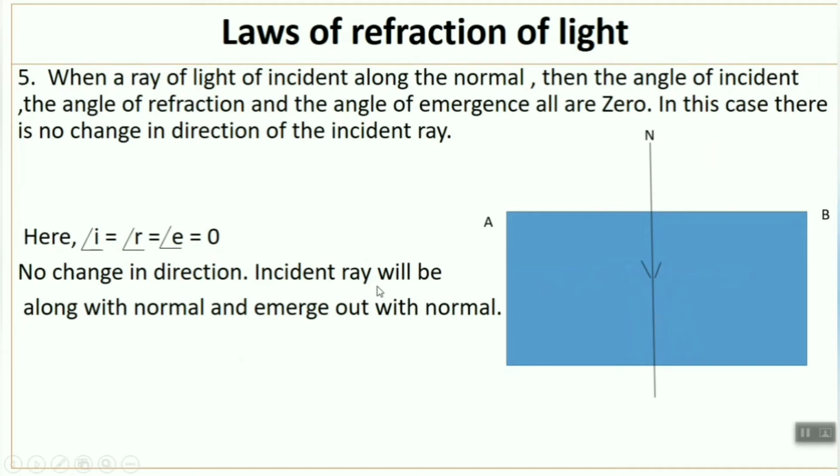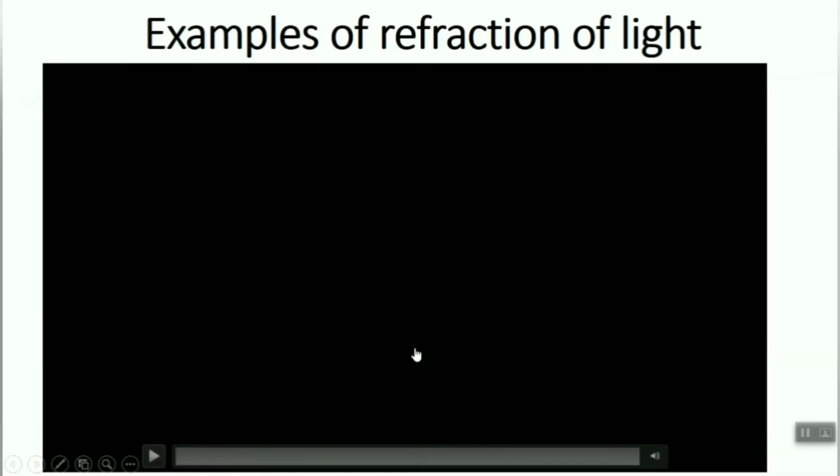Next one, see, when the ray of light is incident along the normal, that means here light is coming along the normal. Will any angle form here? Yes, no angle will form here. That means the angle of refraction, the angle of emergence and the angle of incidence will all be zero. No change of direction. The incident ray will go along the normal and emerge out along the normal. Clear to all of you? I hope so.